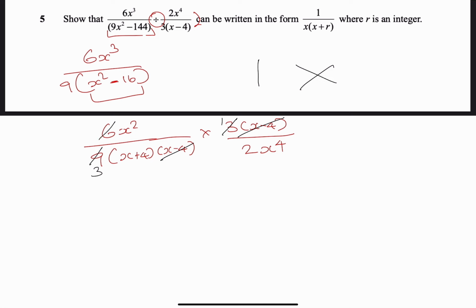6 and 2 you can divide by 2. That makes it 3. If you divide it by 2, that makes it 1. x squared and x to the 4 divided by x squared, that makes it 1. If you divide this by x squared, you just get x squared. Then you multiply it on the top. 3 times 1 on the top, which is 3 over 3. And what do we have? x squared.